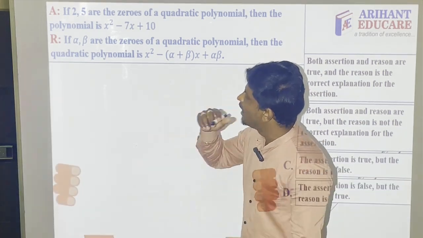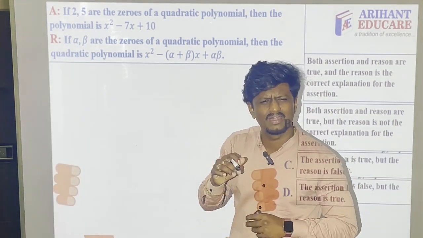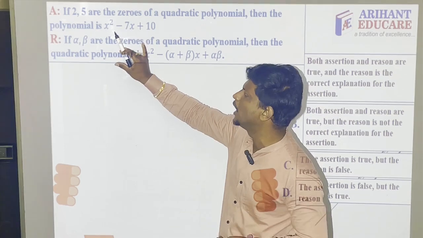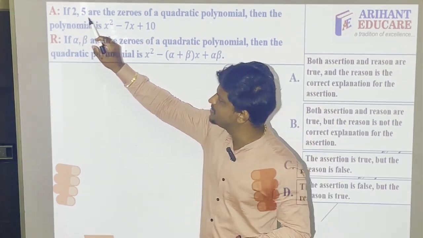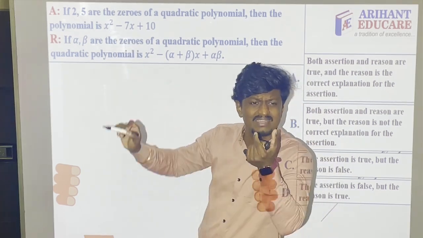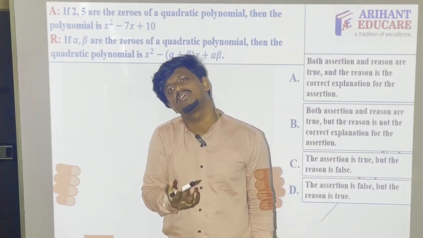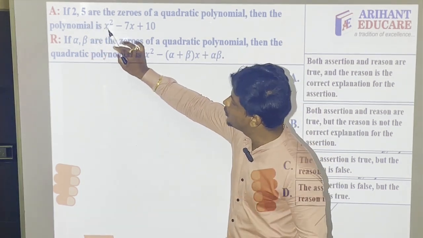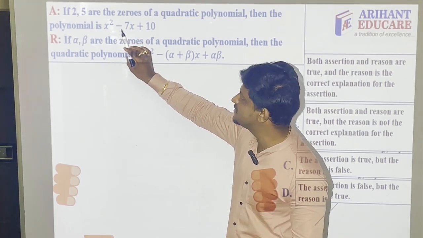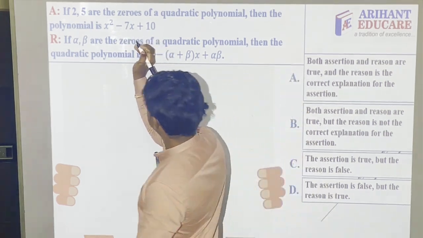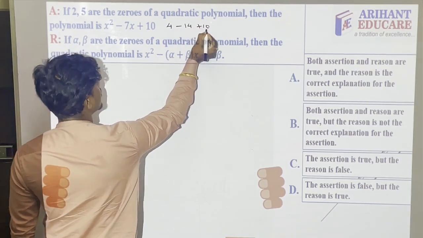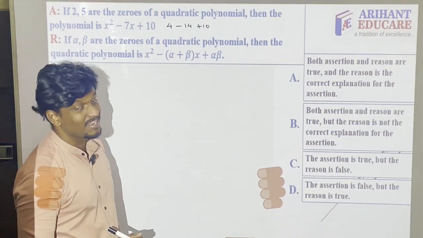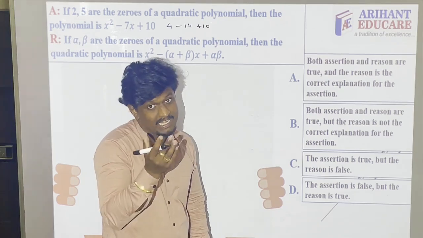Now, let's understand. How do you understand if a number is a zero of a given polynomial or not? It's a very simple thing. If while substituting that value instead of the variable, I should get the answer as 0, then I will say it is a zero. Let's check. 2 square minus 7 into 2 plus 10. 2 square is what? 4 minus 14 plus 10. What do you get? 4 minus 14 is minus 10. Minus 10 plus 10 is 0. Definitely 2 is a zero.